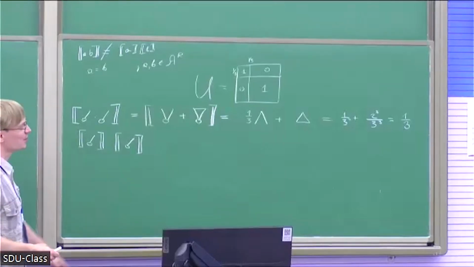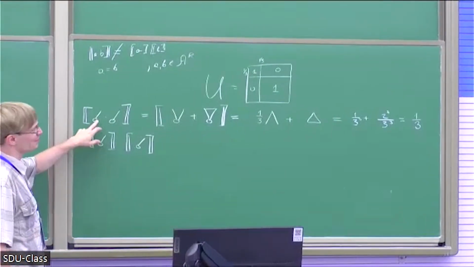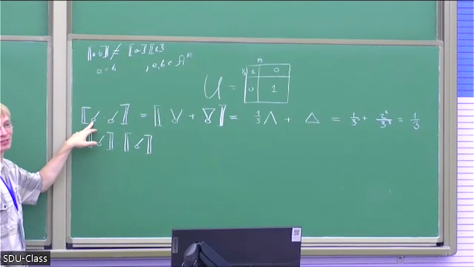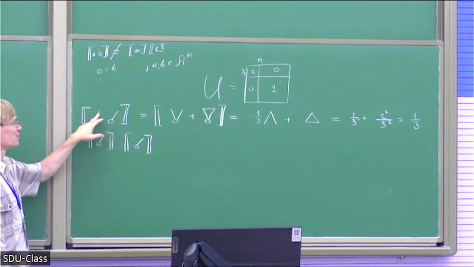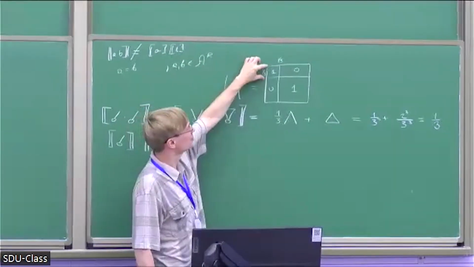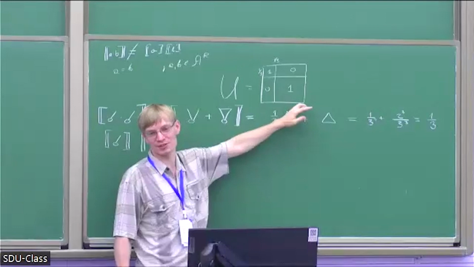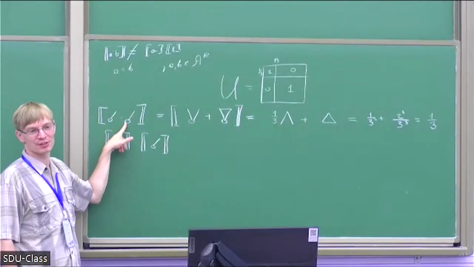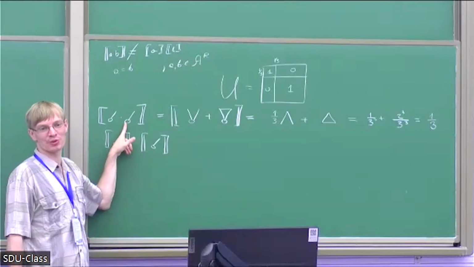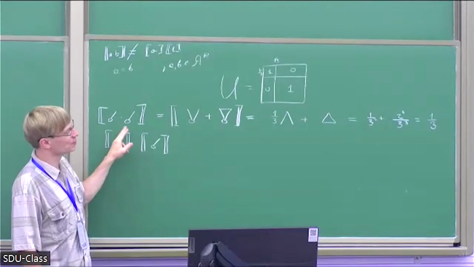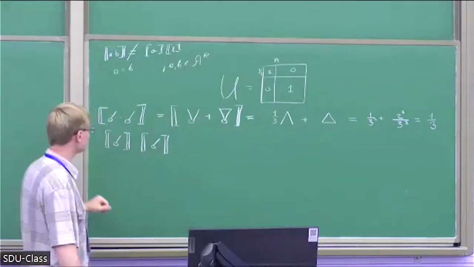Of course, one can calculate it directly from here. If you remember, this was the degree distribution. So it was 1/3 with probability 1/3, and 2/3 with probability 2/3. If I square it, I have with probability 1/3, 1/9, and with probability 2/3, 4/9, sorry. So if I calculate it, it's exactly the same.